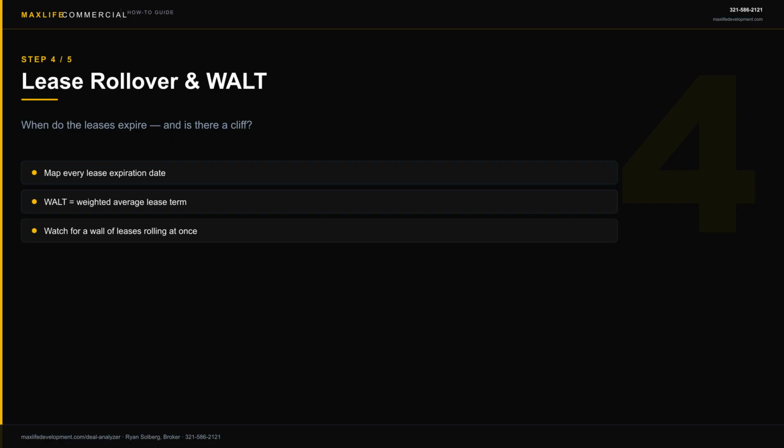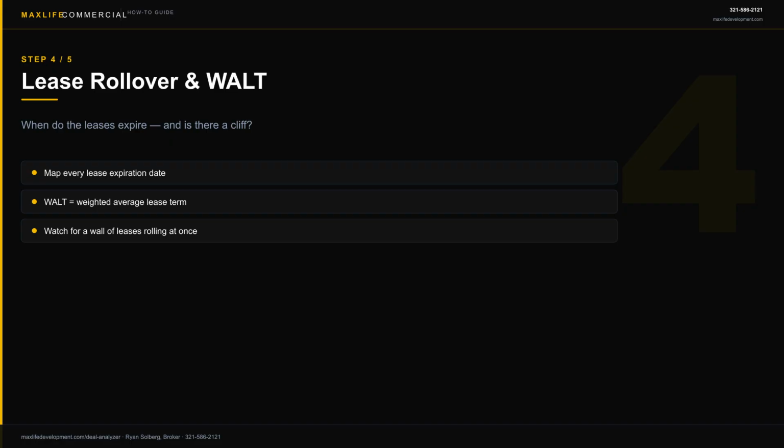Last, ask who is really paying you. Run the math on your largest tenant. What percentage of the total income comes from that one name? If a single tenant is more than half your income, that is concentration risk, and over 70% is dangerous unless that tenant has investment grade credit and a long lease.